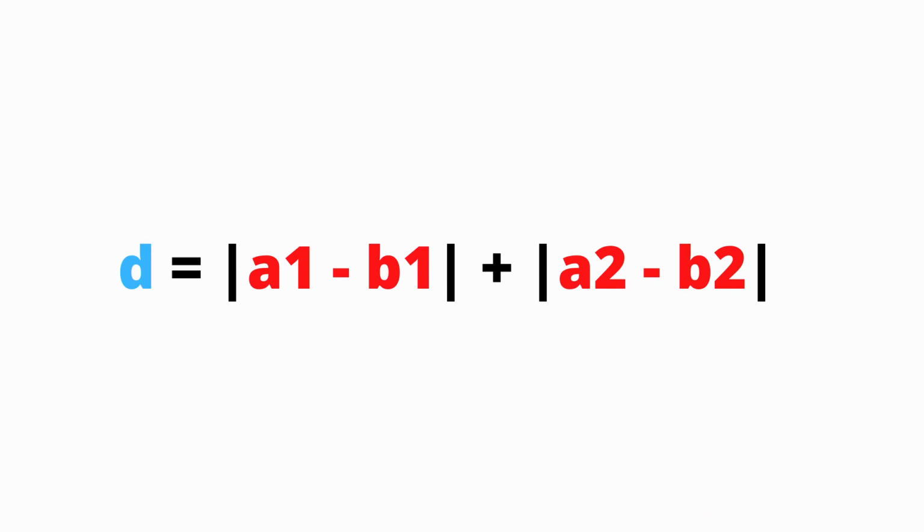So based on what was mentioned above, d, where d is the distance, is equivalent to the absolute value of a1 minus b1 plus the absolute value of a2 minus b2. And that's it. That's all you have to do to work out Manhattan distance in 2 dimensions.